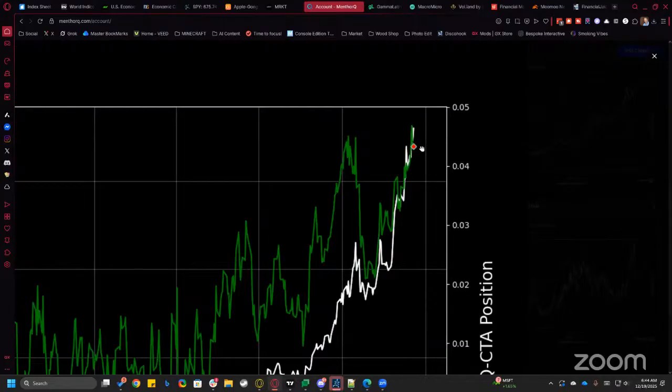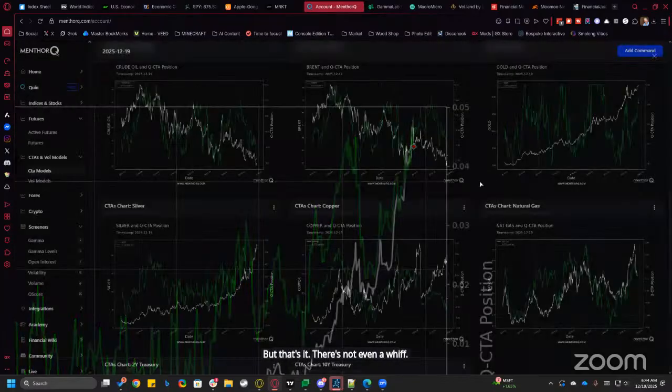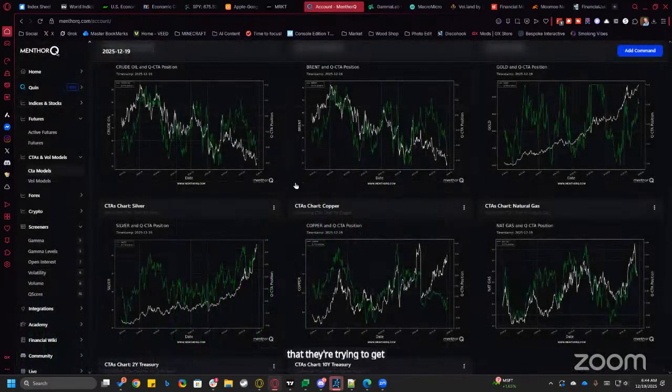A little pullback in silver from their allocation levels, but that's it. There's not even a whiff that they're trying to get out of their silver.